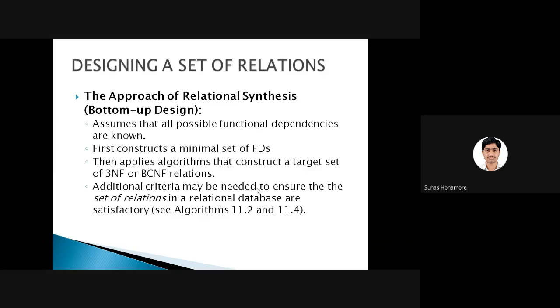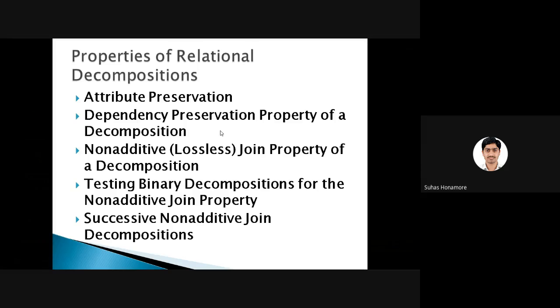So what is the first property of decomposition we are studying? In this we have the properties of relational decomposition. Here we have 5 properties. That is attribute preservation, then dependency preservation, then whether it is a lossy or lossless join decomposition. Then testing binary decomposition for non-additive join, which again is lossy or lossless for a binary decomposition, and successive non-additive join decomposition. These things we will study.